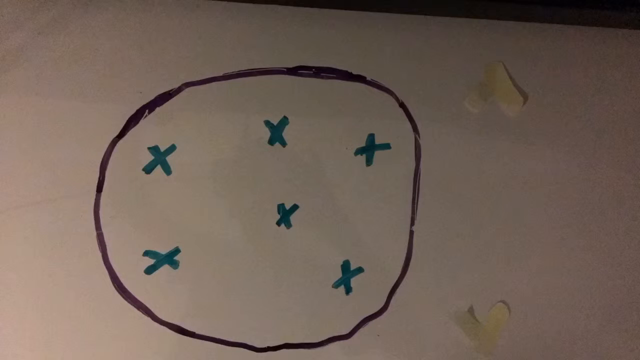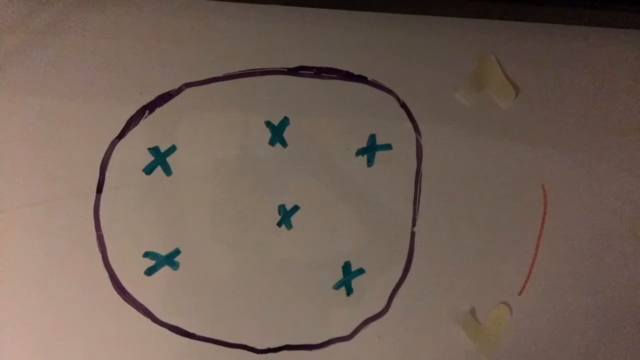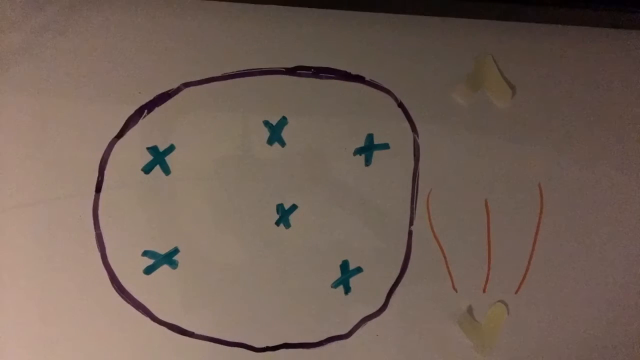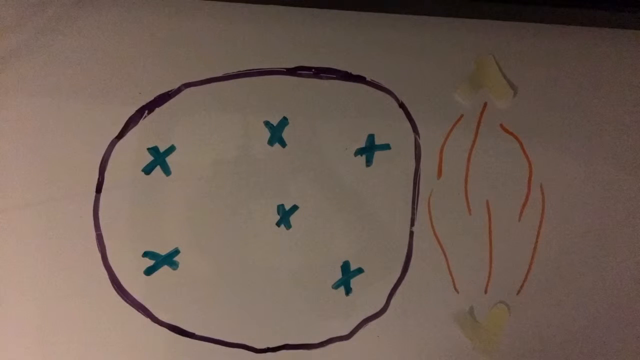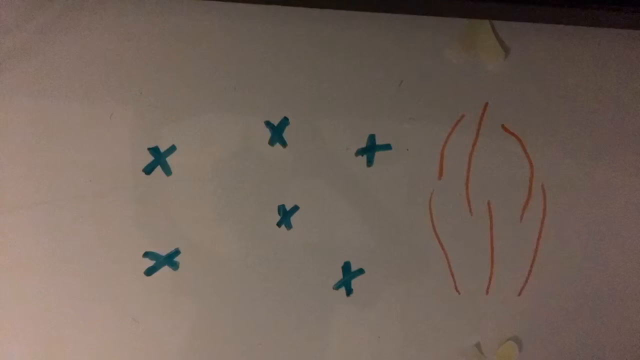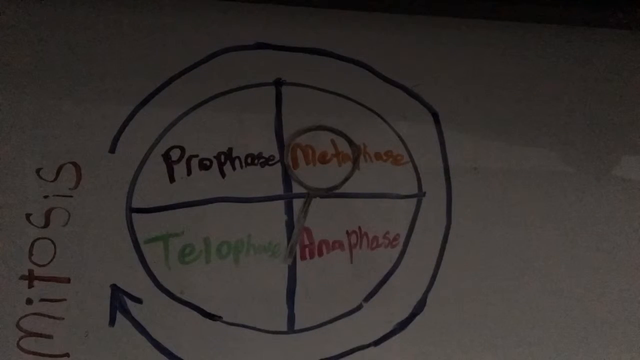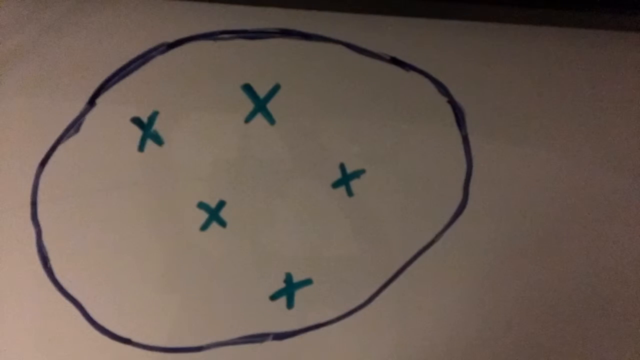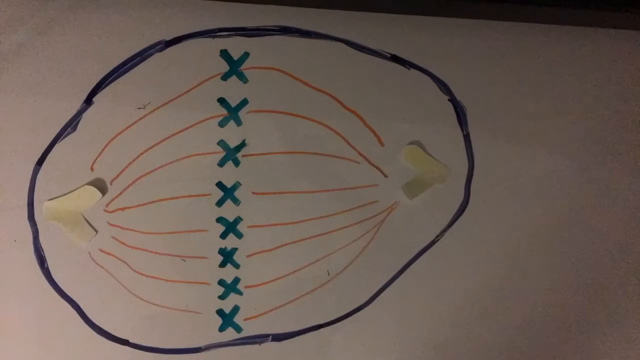During prophase, the chromosomes condense. The centrioles move to each side of the cell and form spindle fibers. Also, the nuclear envelope begins to disintegrate. Second is metaphase, where the nuclear envelope completely goes away. The spindle fibers align the chromosomes lined up in the center of the cell by connecting to the centromere.